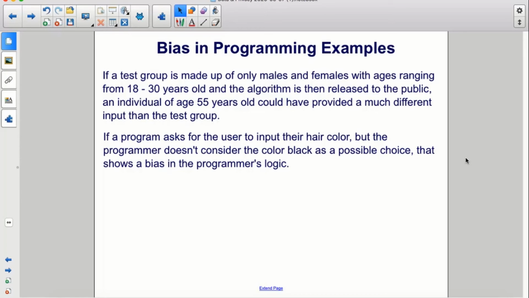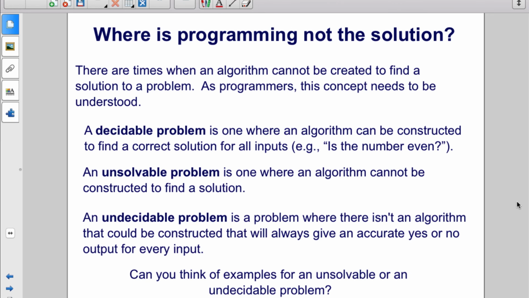If a program asks for the user to input their hair color, but the programmer doesn't consider the color black as a possible choice, that shows a bias in the programmer's logic. There are times when an algorithm cannot be created to find a solution to a problem. As programmers, this concept needs to be understood.